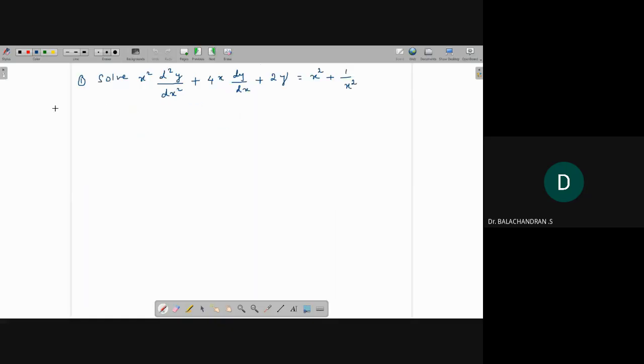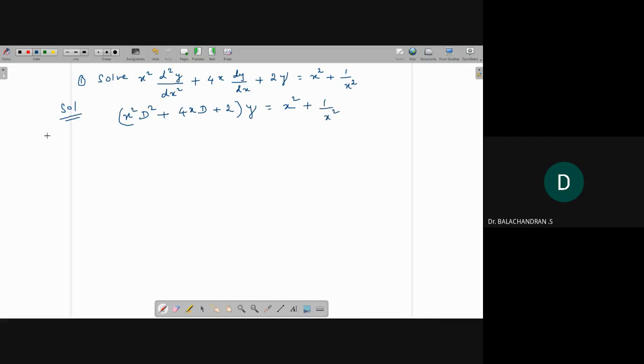The first problem. Solve x square d square y by dx square plus 4x dy by dx plus 2y equal to x square plus 1 by x square. Now the solution: it is better to write it like this, x square D square plus 4x D plus 2 into y equal to x square plus 1 by x square.